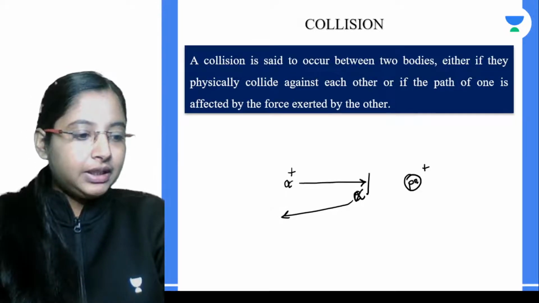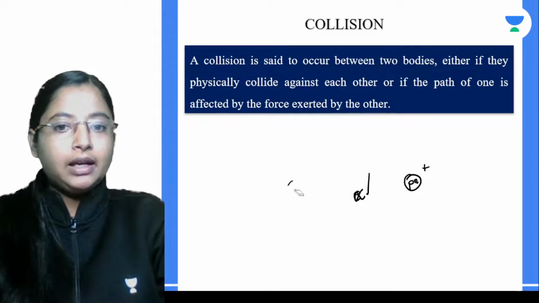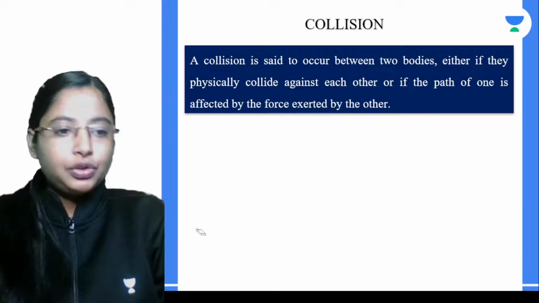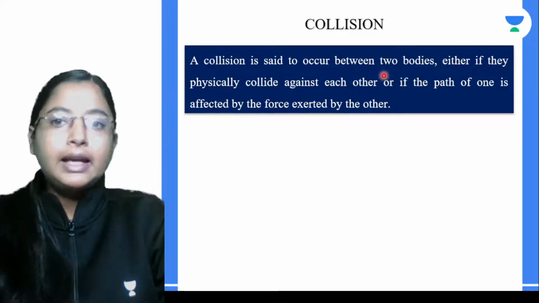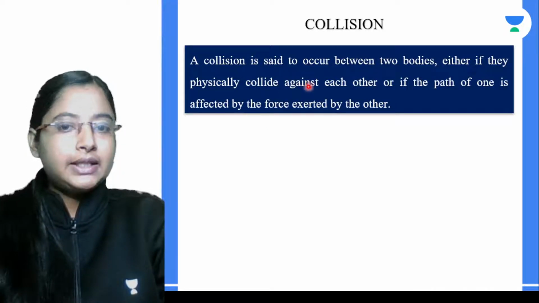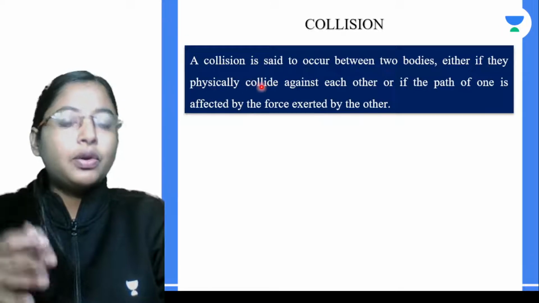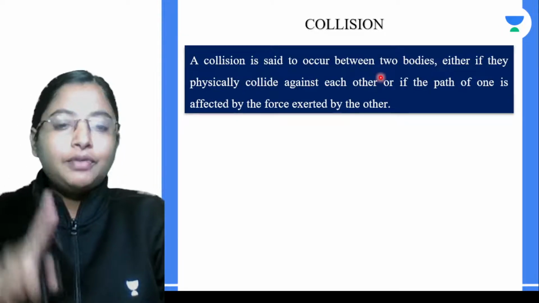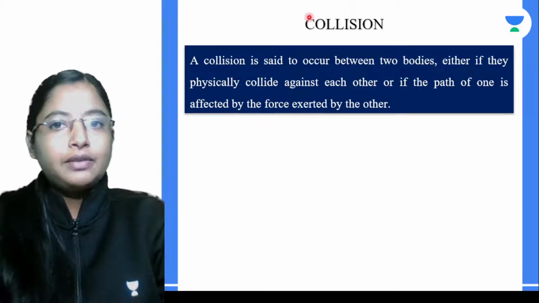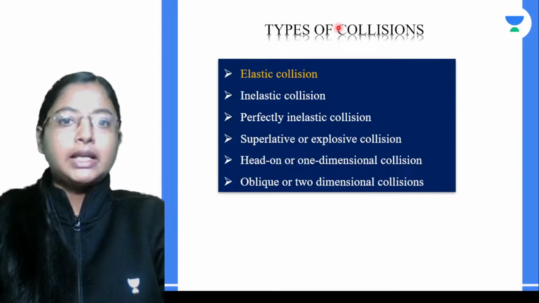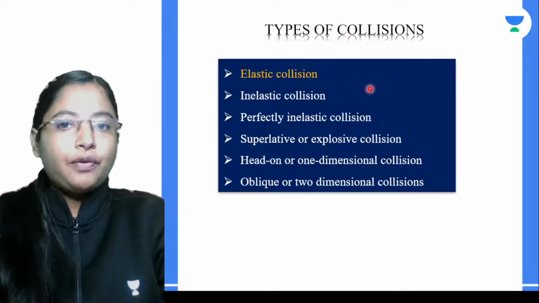So even this is called a collision. For a collision to happen, the two objects don't necessarily have to collide physically against each other. Even if the force exerted by one object influences the path of the other, then we say collision has taken place. Now this collision is of several types.